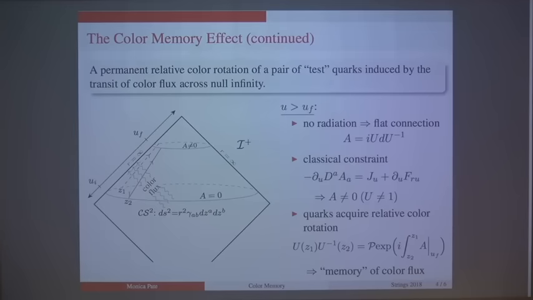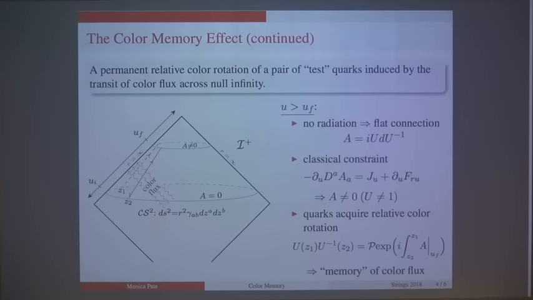At late times, all the radiation has passed, meaning that the gluon field strengths vanish and the connection on the celestial sphere is again flat. However, the classical constraint implies that while it is flat, it is generically non-vanishing. In particular, the classical constraint, which may be derived in an asymptotic expansion of the Yang-Mills equation about null infinity, relates the change in the flat connection to the flux of color.